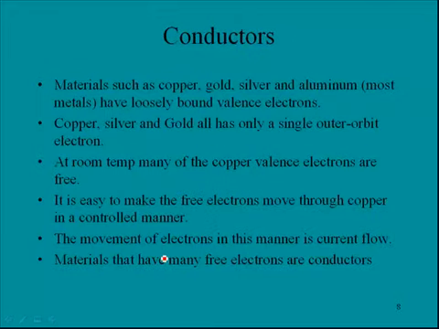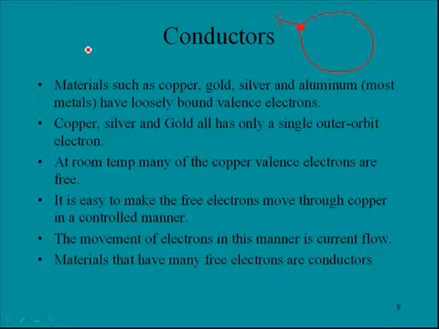Okay, in contrast to insulators, we have conductors, and materials such as copper, gold, silver, and aluminum. Most metals have loosely bound valence electrons. So in this case, if we were looking at that outer shell, there is only 1 electron in that outer orbit. At room temperature, many of the copper valence electrons are free. So at room temperature, there's enough energy so that it may be moving.